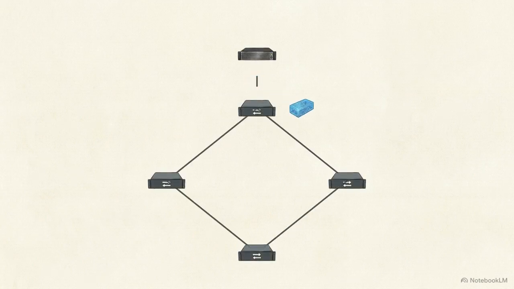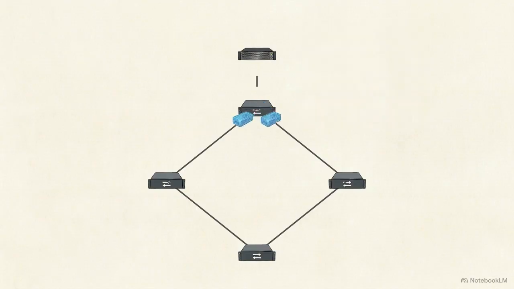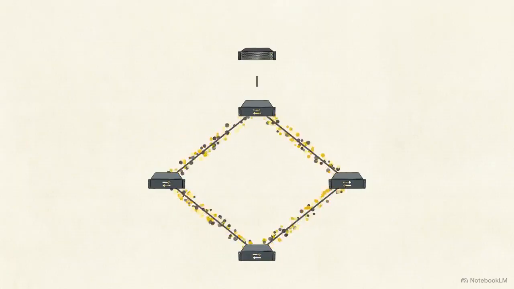A server connected to switch A transmits a single broadcast frame into the network. Because Ethernet frames operate at Layer 2, they lack a time-to-live header. There is no built-in expiration mechanism to discard wandering packets. Switch A floods the frame. The copies hit switches B and D, which dutifully flood them again, sending them right back toward each other and back to switch A. This creates an exponential feedback loop.